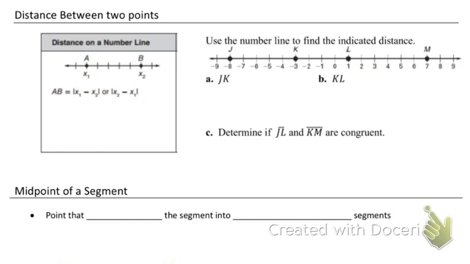Distance between 2 points. We have 2 formulas for a distance between 2 points. The distance AB is going to equal 1 point minus the other point, or this point minus that point, as long as you take the absolute value. Your distance between 2 points is always going to be positive. That's why we're taking absolute values.